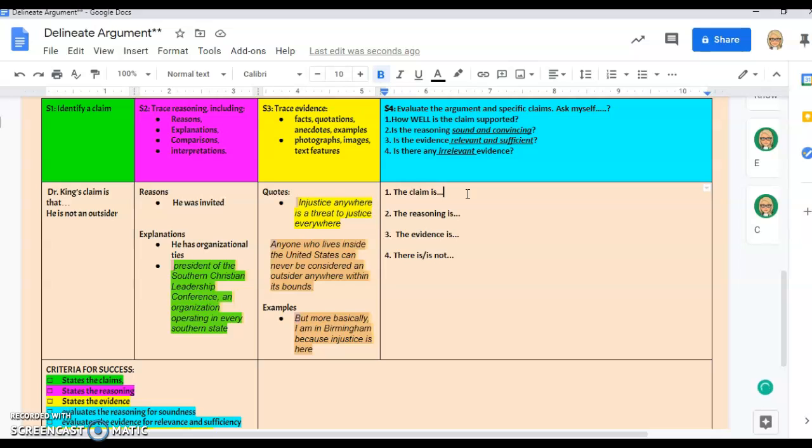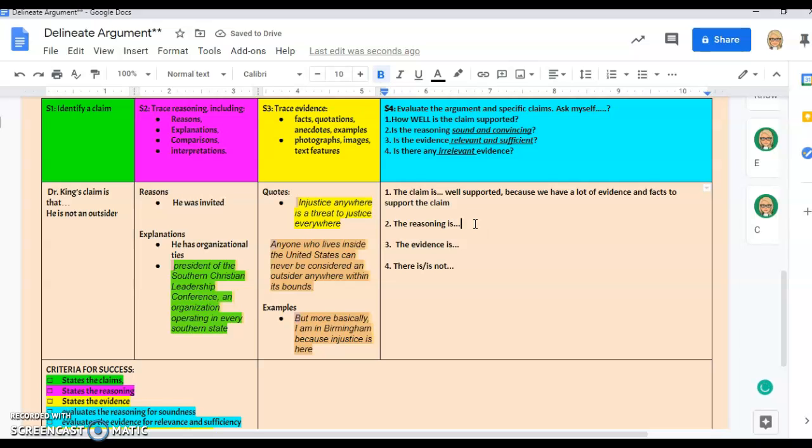All right, so the claim is, let's see here, the 4 questions that we need to ask ourselves that we're going to say for later. 1, how well is the claim supported? Well, let's break this down. I would say that we have several facts and pieces of evidence. So I would say it's well supported because we have a lot of evidence and facts to support the claim.